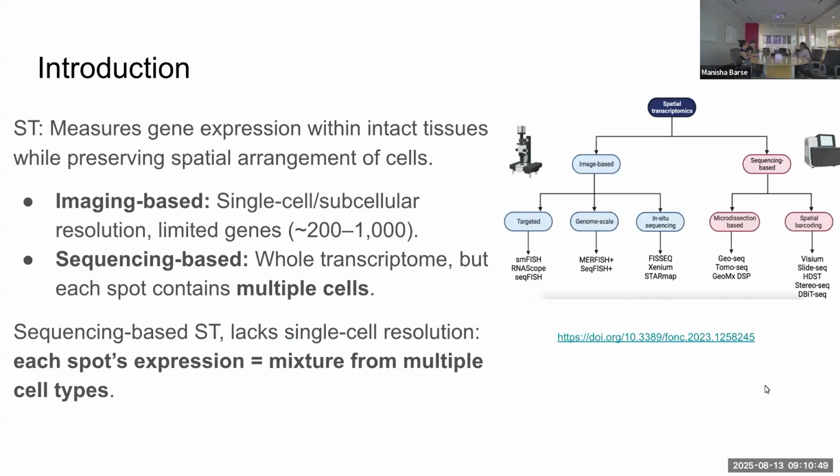Spatial transcriptomics measures gene expression while preserving the spatial arrangement of the cells. There are two technologies for spatial transcriptomics, imaging-based and sequencing-based. Imaging-based looks at single-cell or subcellular resolution, but is limited to around 200 to 1,000 genes. Sequencing-based spatial transcriptomics looks at the whole transcriptome, but each spot contains multiple cells, so it lacks single-cell resolution.